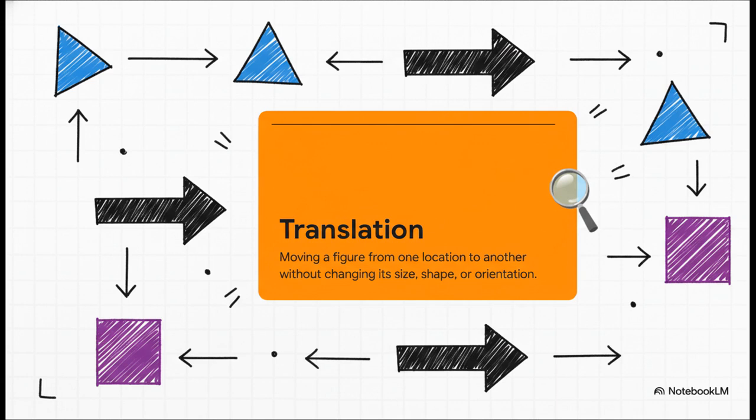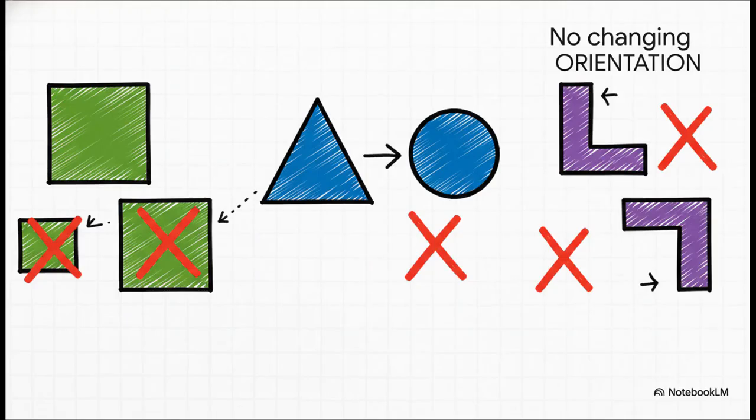It's just sliding a figure from one spot to another, but with one huge condition. Absolutely nothing about the figure itself can change. This is the official rulebook for that magic puzzle we saw at the very beginning. To make this crystal clear, a translation follows what I like to call the three no's.